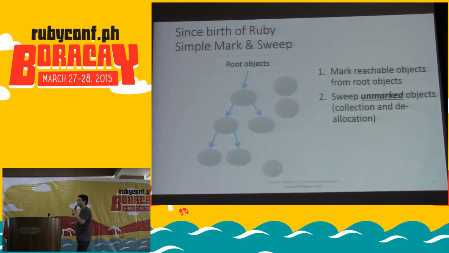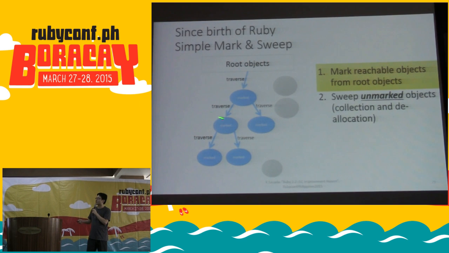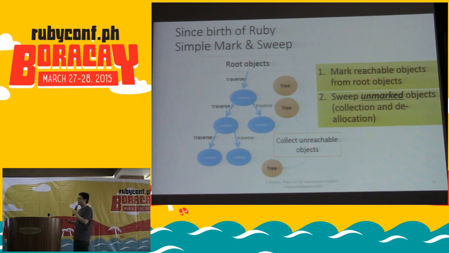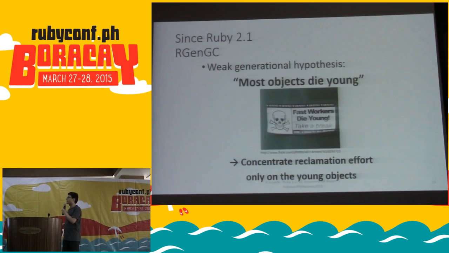This is the basic algorithm of garbage collection. The name is simple mark and sweep. Mark every reachable object. The traversable objects we can mark, and we can think the other objects, the non-traversable objects, are unused objects. So we can collect these unmarked objects. This is the simple mark and sweep algorithm. It's very easy to understand, I think, but it is too slow. So we introduced generational garbage collection from Ruby 2.1.